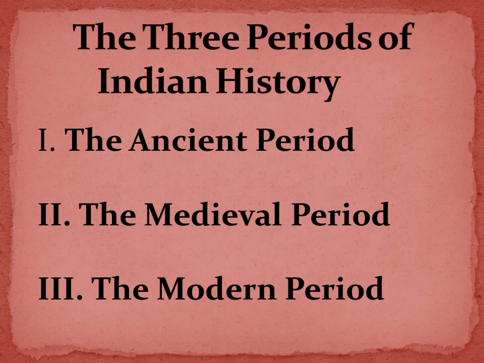Last year in class 6, you learnt what is history. History is the study of human past. To understand history easily, it is divided into three periods. Number 1, the ancient period. Number 2, the medieval period. Number 3, the modern period.